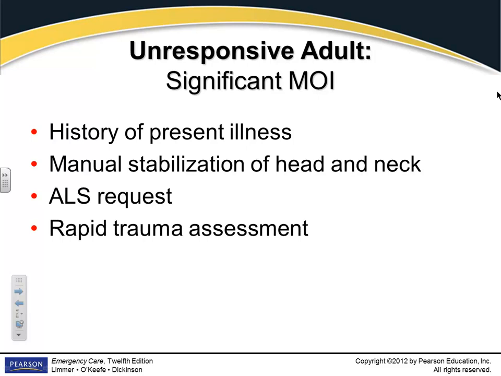After you secure your ABCs, you're going to do a rapid trauma assessment to see if you can determine why he's unconscious. After that, you're going to get baseline vital signs. But you're really not getting any history here. All of this is going to be physical assessment.